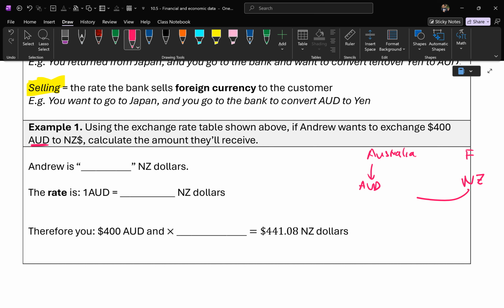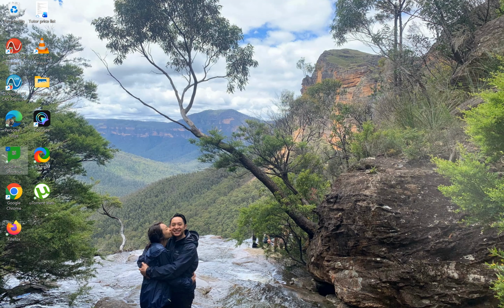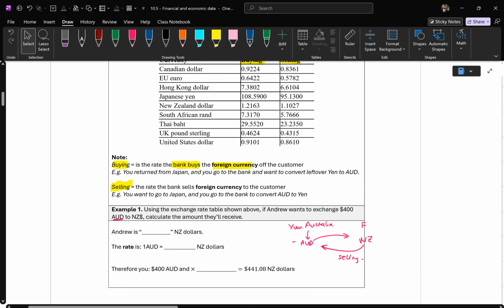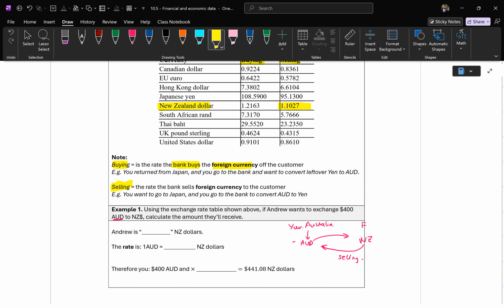Selling. The bank is selling foreign money because this is your Australian money, which is not foreign to them. What they're giving to you is foreign money. So the rate you should be looking at is New Zealand, and because they're selling you foreign money, it's 1.1027 for every Australian dollar.